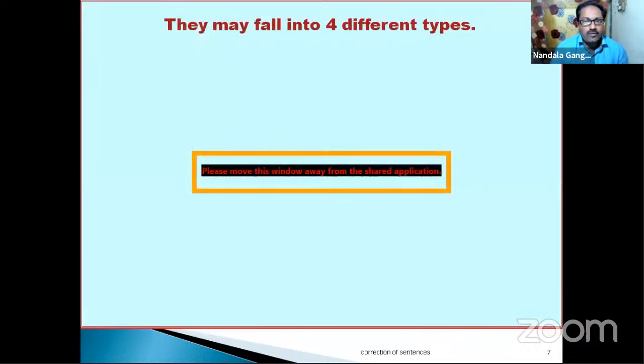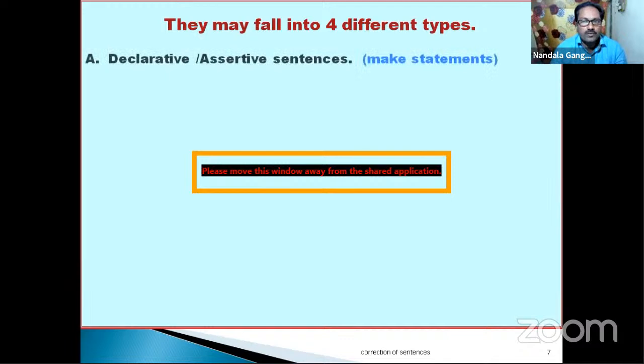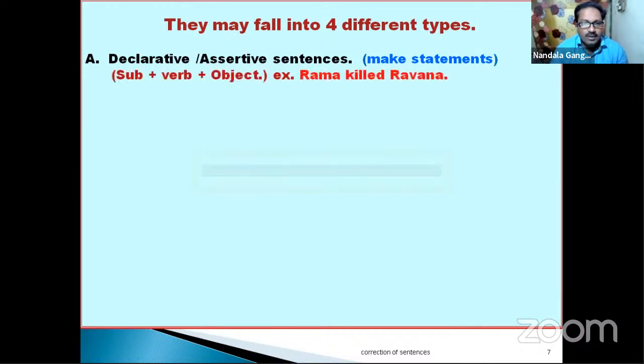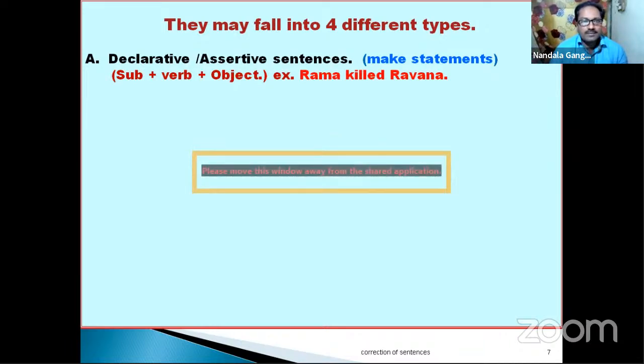Next, sentences may fall into four different types. The first one is declarative, also called assertive sentences. These kinds of sentences make statements. It is a simple and normal sentence. Assertive sentences have this structure: subject, verb, and object.